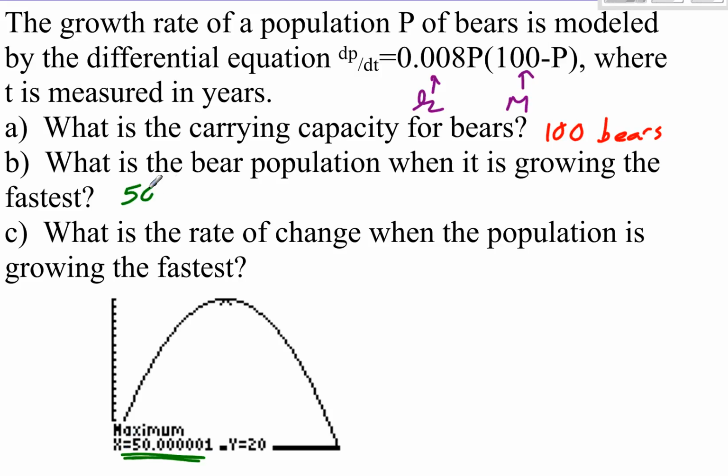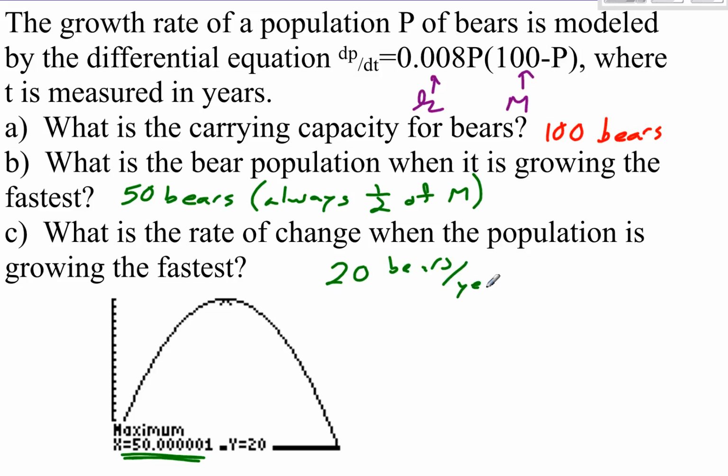And if you notice, it's half of our carrying capacity. And this is always true in that if we recognize we have logistic growth, instead of finding the actual equation, if they ask us what's the bear population when it's growing fastest, it's always half of m, because of the fact we're dealing with a parabola in terms of p. And then to figure out what that actual rate of change is, I just plug that in for p, and I would get 20 bears per year.